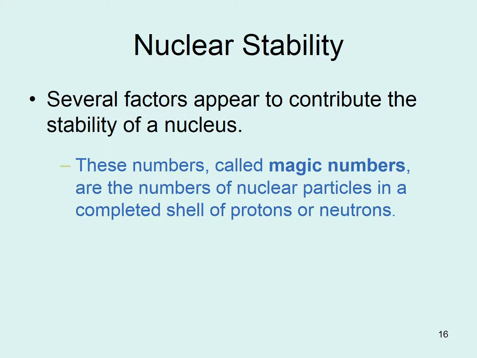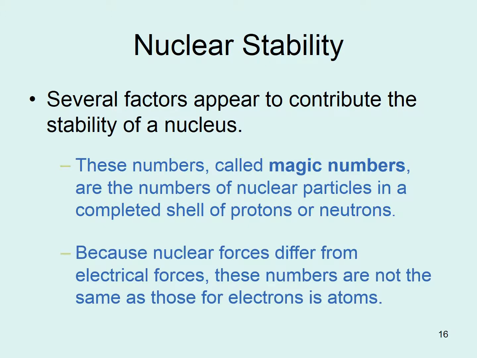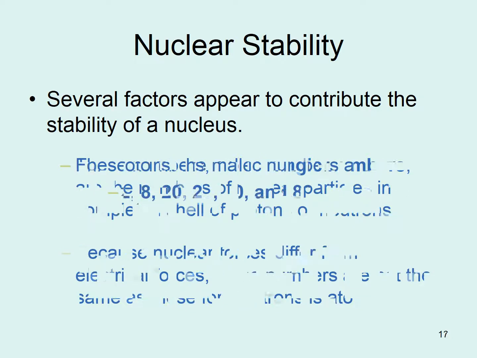So these numbers are called magic numbers, and they are numbers of nuclear particles that kind of complete the shell. They're not the same as electrons, 8, 18, 32, but they're similar. Because nuclear forces differ from electrical forces, these numbers are not the same. So like I said, they're not 8, 18, etc.